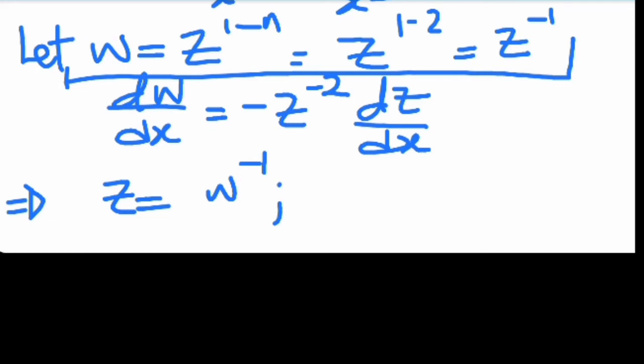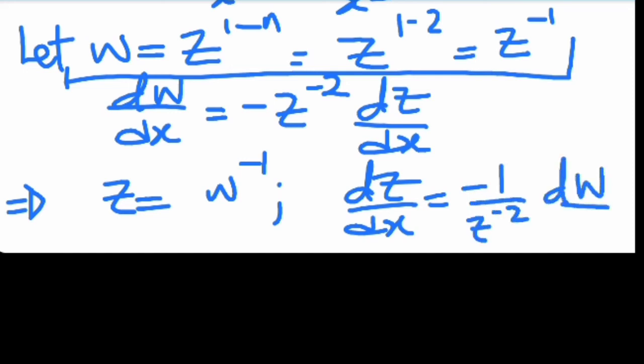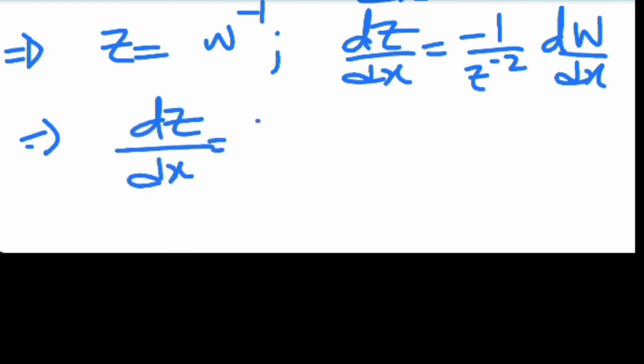And what is dz by dx? Dz by dx is simply gotten by multiplying both sides by minus z raised to power 2. Or you could just say divide by this. Let's just divide by that. I think it's easier for us. So we have this is equal to minus 1 over z raised to power minus 2 dw by dx. If you look at this very well, this can go up. This implies that dz by dx is equal to minus z squared dw by dx.